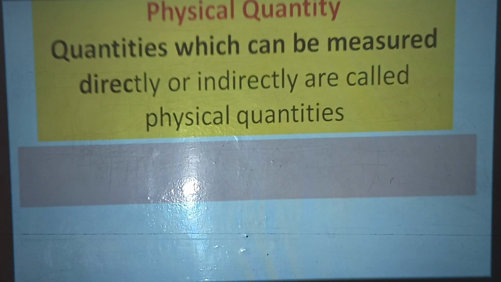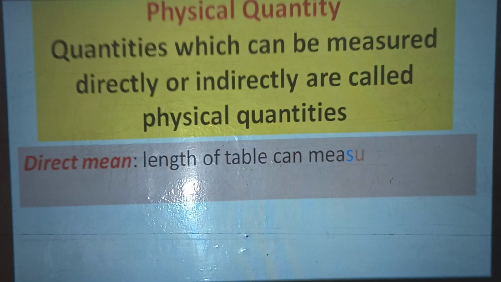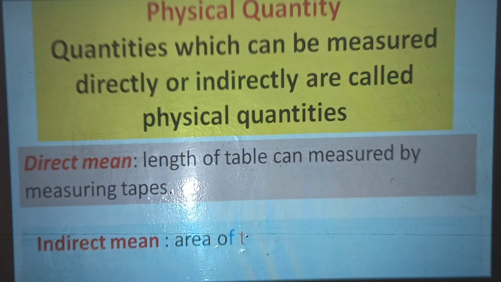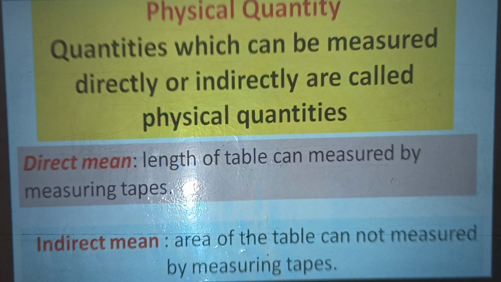First of all, in this chapter, we are going to study about physical quantity. What is a physical quantity? Okay. So generally, physical quantity means those types of quantity which can be measured directly or indirectly are called physical quantity.